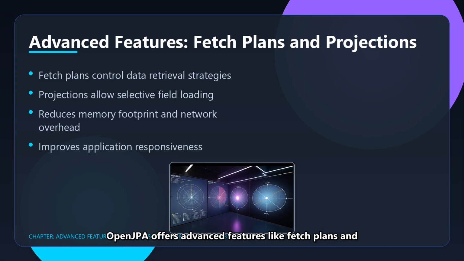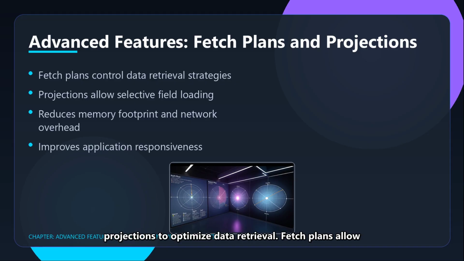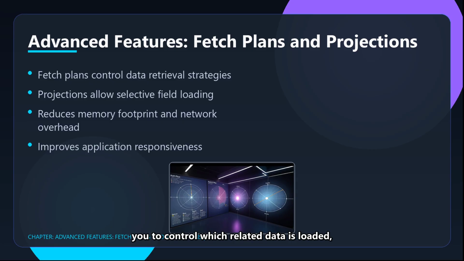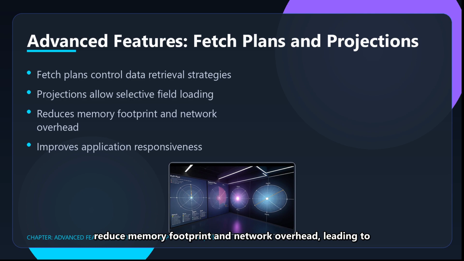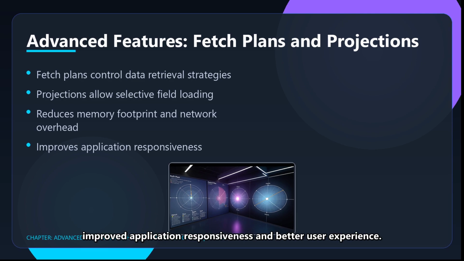OpenJPA offers advanced features like fetch plans and projections to optimize data retrieval. Fetch plans allow you to control which related data is loaded, while projections enable selective field loading. These features reduce memory footprint and network overhead, leading to improved application responsiveness and better user experience.